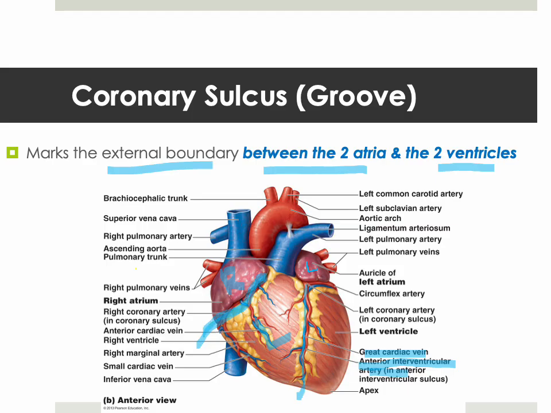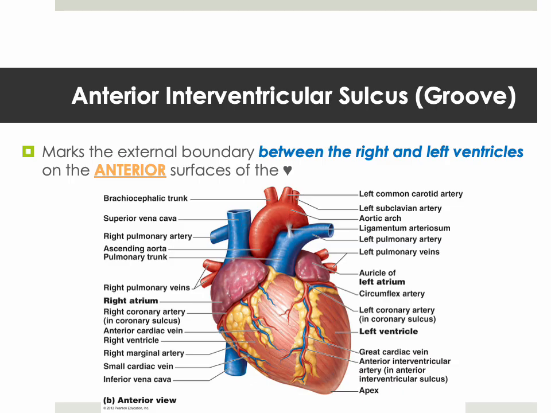On the left side, we have a left sulcus, and this is where the left coronary artery is, okay? All right, so we talked a little bit about the anterior interventricular sulcus. It's the one that divides the two ventricles, the right ventricle and the left ventricle. And this is where the great cardiac vein is, but also the anterior interventricular artery, okay? Dividing these two, from left to right, okay?